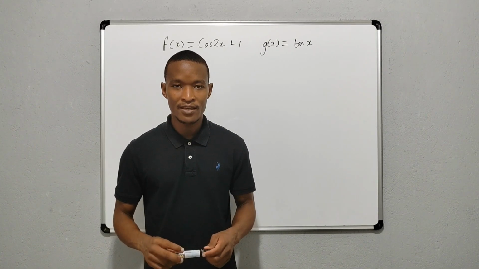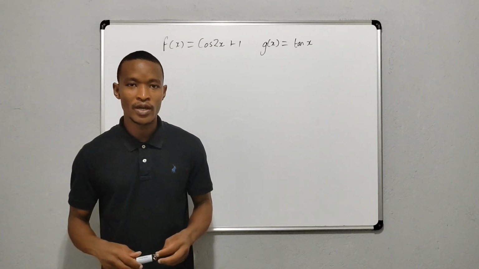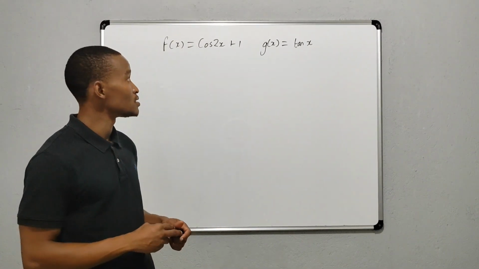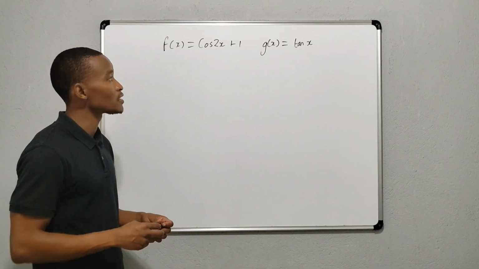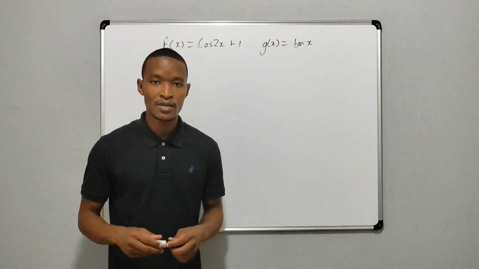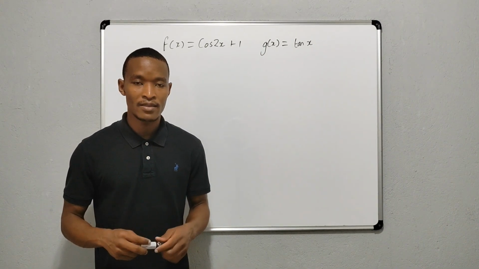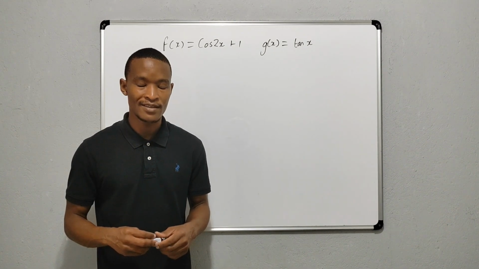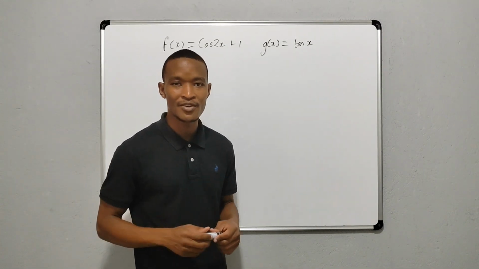Welcome to question 3 for the paper 2 final exam preparation series. We are interacting with trig functions in this video, and as you can see on the board, we have the cosine function as well as the tangent function. Let us take a look at the questions that we are going to answer in this lesson. So let us look at the first two.